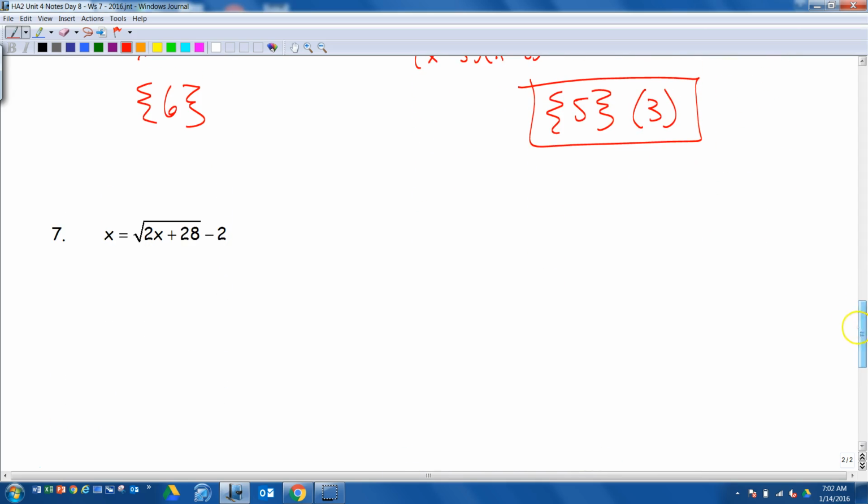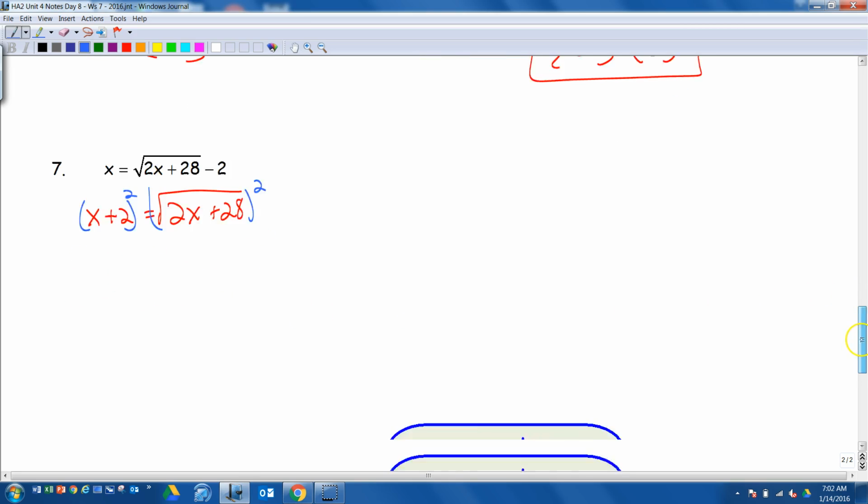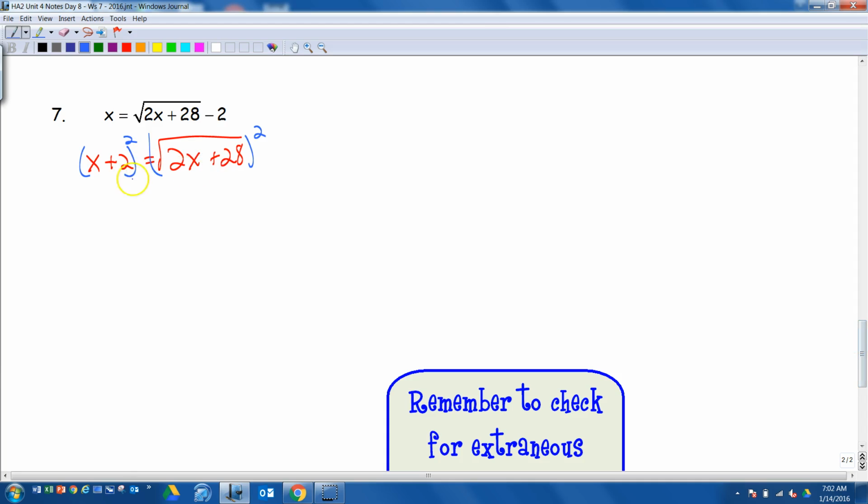Last one for the day. Again, move the number over first because you want to isolate the radical. So we have an x plus 2 over here. Square both sides because we can raise both sides of the same power if we say that these are equal. So FOIL this and you get x squared plus 2x, and 2x is 4x plus 4 equals 2x plus 28. Move everything to the left. X squared plus 2x minus 24 equals 0.